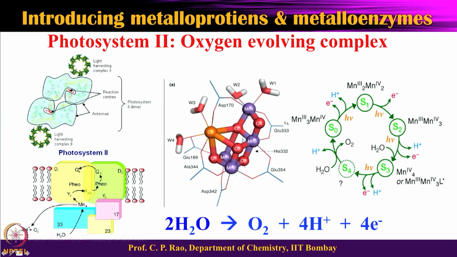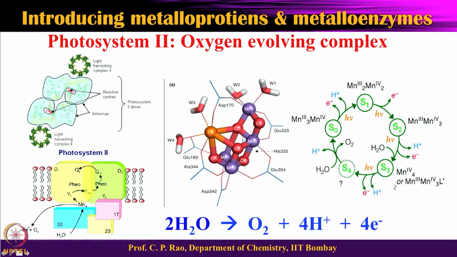Now, look at the kind of steps that we have. As I told you, it is light and dark, light and dark, light and dark. The original state of the enzyme is called S0, and after one pulse of light it is called S1, the next pulse of light gives S2, the next pulse S3, the next pulse S4, and then it goes back. So, what are you seeing here?